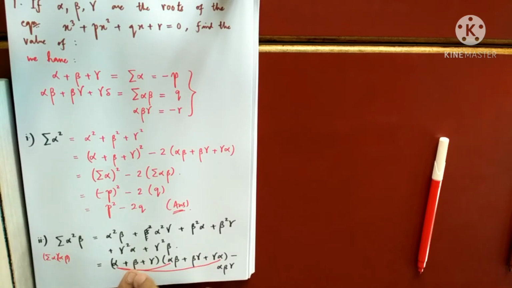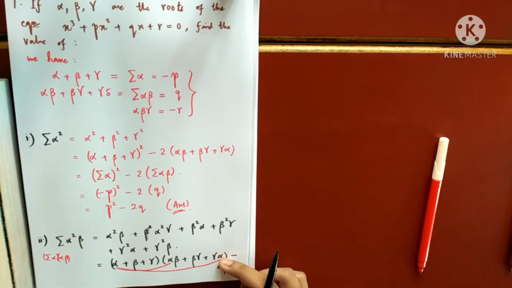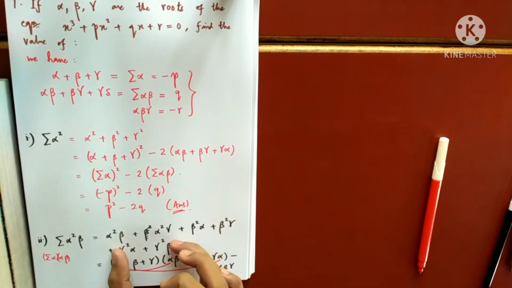Similarly, let's go to the second one. Beta with alpha beta gives beta square alpha, which is needed. Beta with beta gamma gives beta square gamma, which is also needed. But beta with alpha gamma is again not needed, so that is extra. I have to again subtract alpha beta gamma, and similarly for the last one. So I have to subtract 3 times alpha beta gamma. Did you understand this? So this can be written as this into this minus 3 alpha beta gamma.